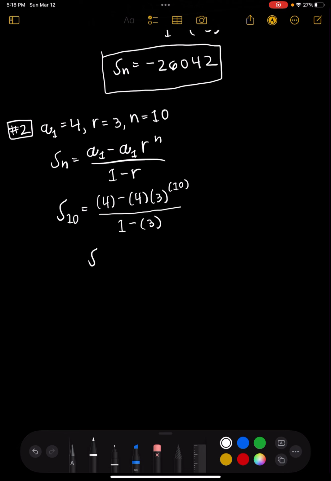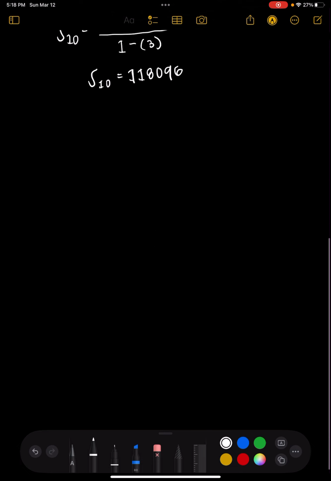Okay, which gives me that S sub 10 is equal to 118,096. All right, so that's how we use the other equation. Now for examples 3 and 4, they use a funky little symbol. It's called sigma. We learned about it in that arithmetic series formula.